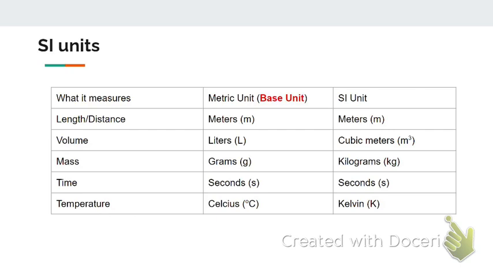There's a second set of units that are similar to the metric units, with some differences. They're called SI units, like the international system. And so you can see there's some differences. Primarily, though, you'll see us use either of these, but it's good to know the differences between the two.